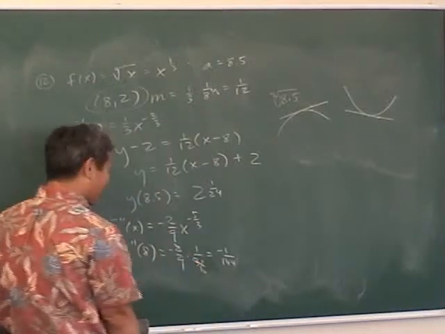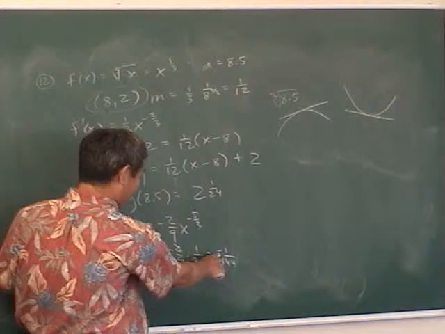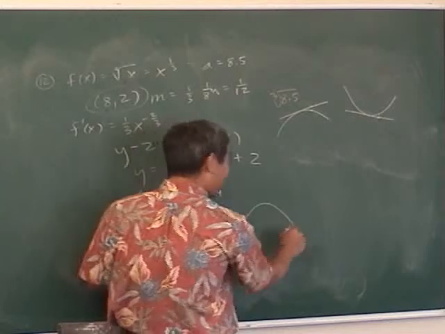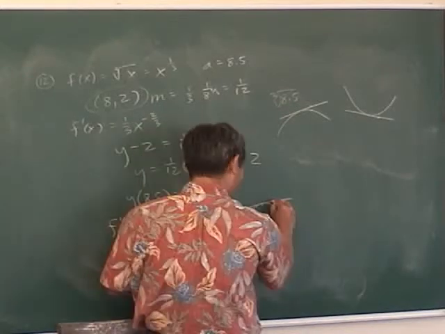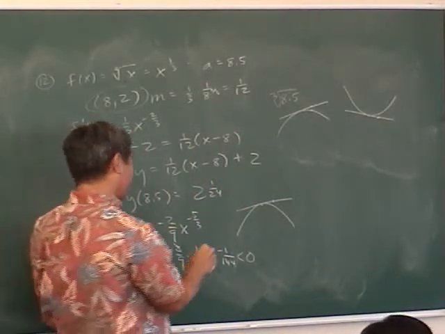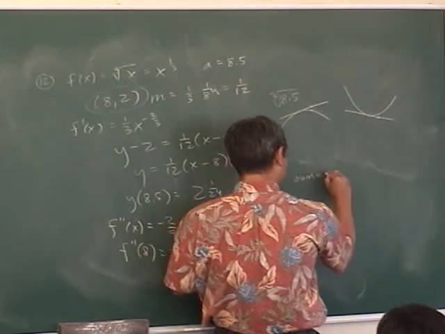Is that a positive or a negative number? I see a negative sign there. It's a negative number, which means f is concave down, therefore the tangent line is above, so the point on the line is above the actual point on the curve. So this is an overestimate. So this number here is an overestimate. Why?